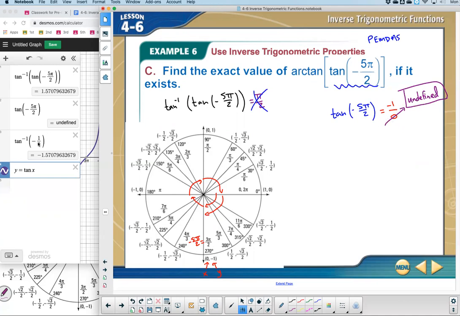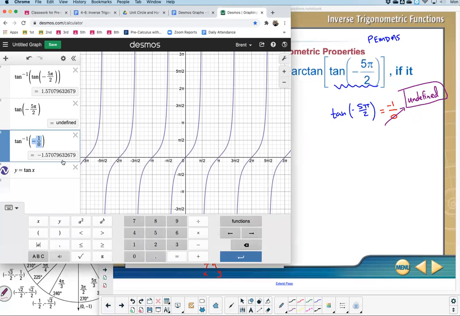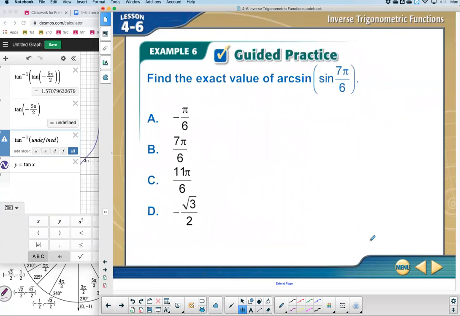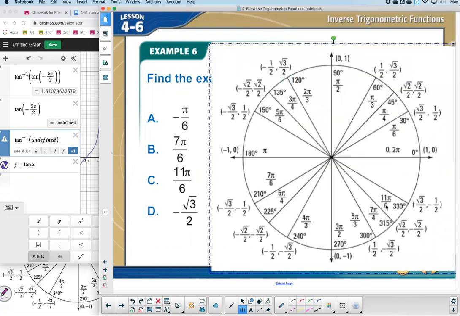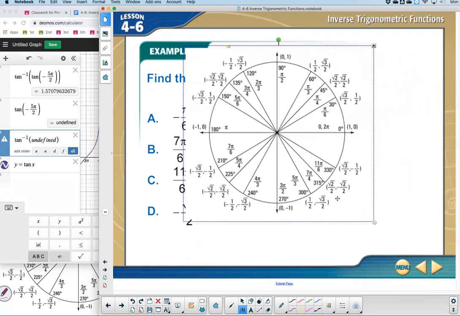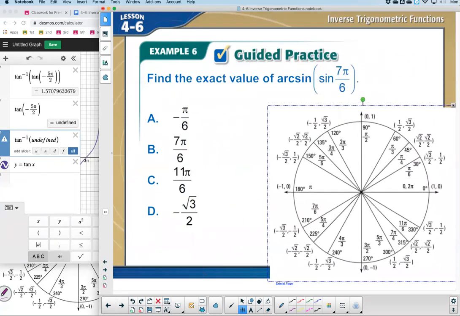Okay, and I was typing this in wrong. I should have been typing in tangent inverse of undefined. That's what I was doing wrong a second ago. That's the inside. That's what I should have been substituting in, and you can't do that. Okay, so yeah, your DOL number 6 here. A little unit circle help.